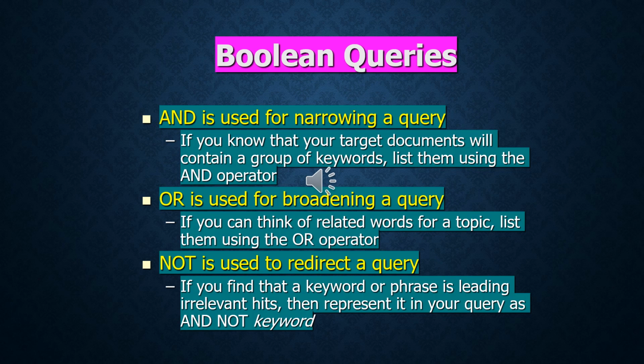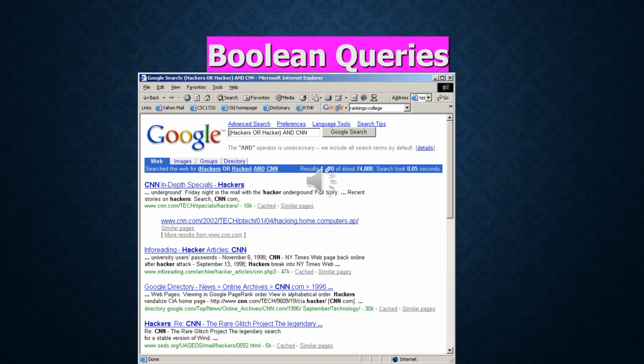AND is used for narrowing a query. If you know that your target document will contain a group of keywords, list them using the AND operator. If you want to have information about something and something, you use X AND Y. OR is used for broadening a query. If you can think of related words to a topic, list them using the OR operator. For example, X OR Y. NOT is used to redirect a query. If you find that a keyword or phrase is leading to irrelevant hits, then represent it in your query as NOT keyword. This is an example of a Boolean query.